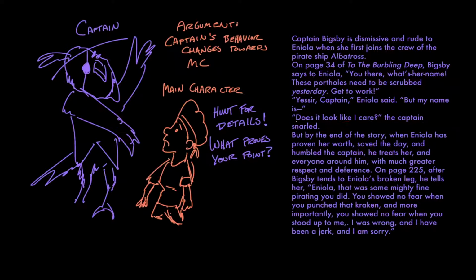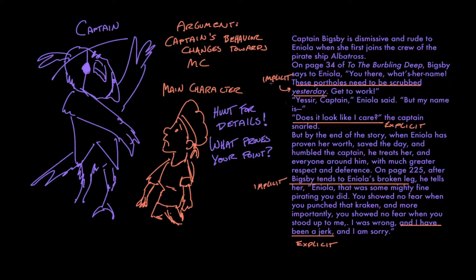Now, both of those examples use explicit evidence where Captain Bigsby is being a jerk, and then when he is apologizing for being a jerk. There's also implicit evidence, too. Bigsby tends to Eniola's broken leg, so while he's not saying, "I will take care of you, lil' buddy," with his words, he is saying it with his actions. And in that first example, when he demands that Eniola clean the portholes, he's not literally saying, "I'm impatient," but by saying they need to be scrubbed yesterday, as in immediately because you already messed up, he's implying that he's impatient. Now, there is no such book that I know of about a kraken-punching girl pirate, but if we're lucky, my friend Jordan will write one.